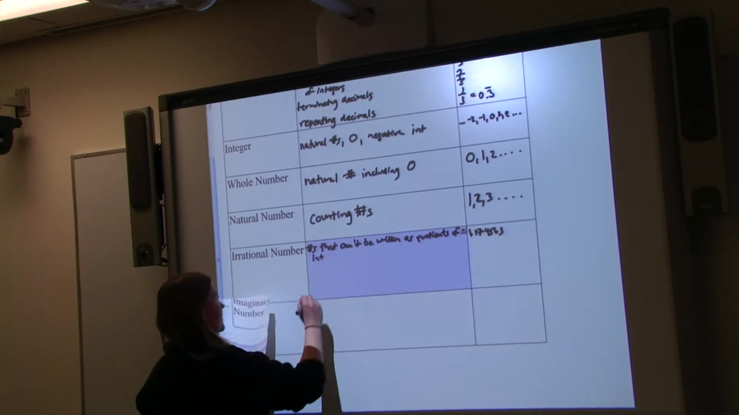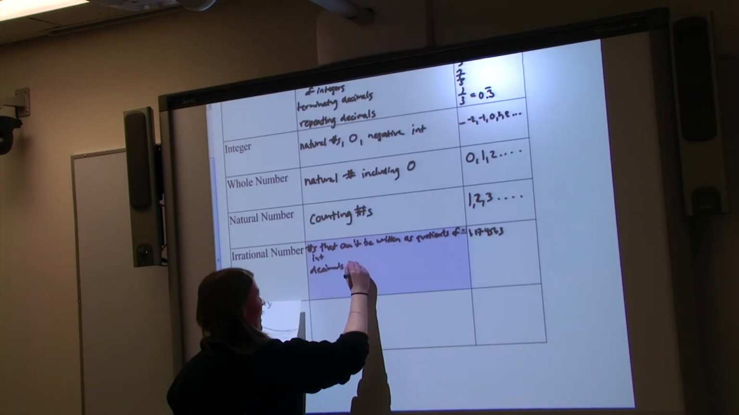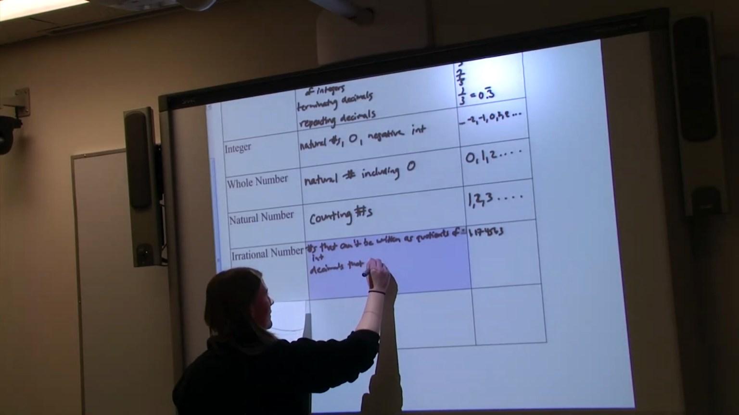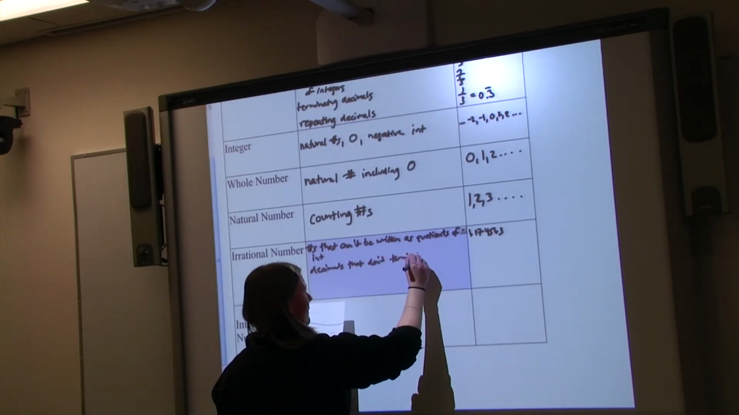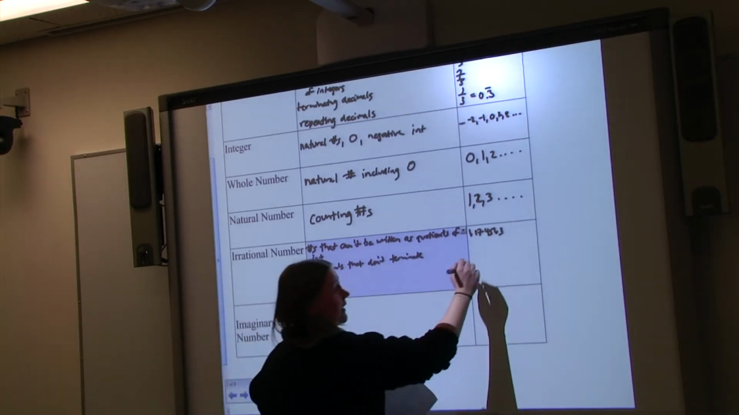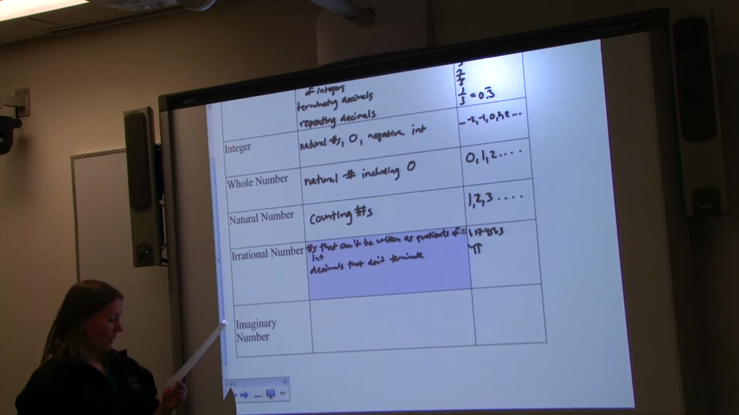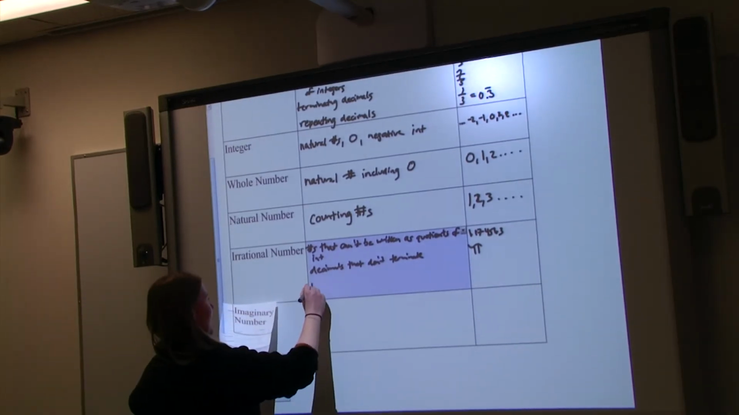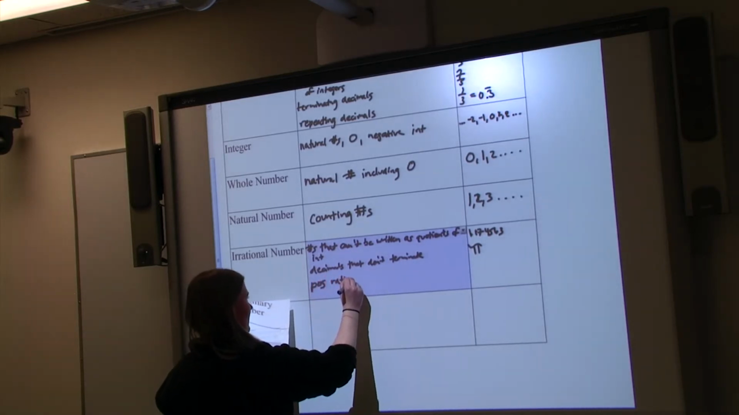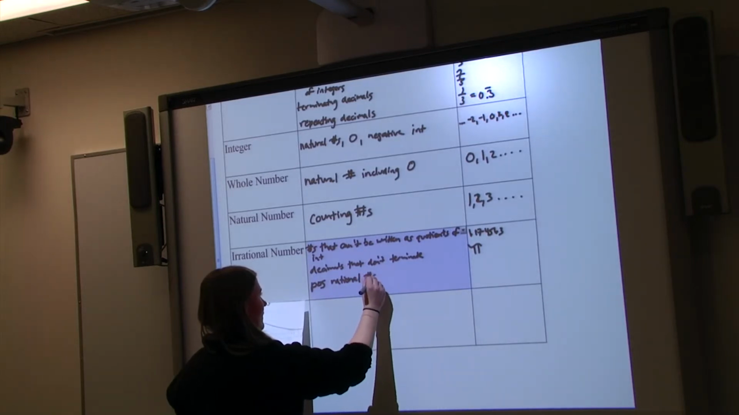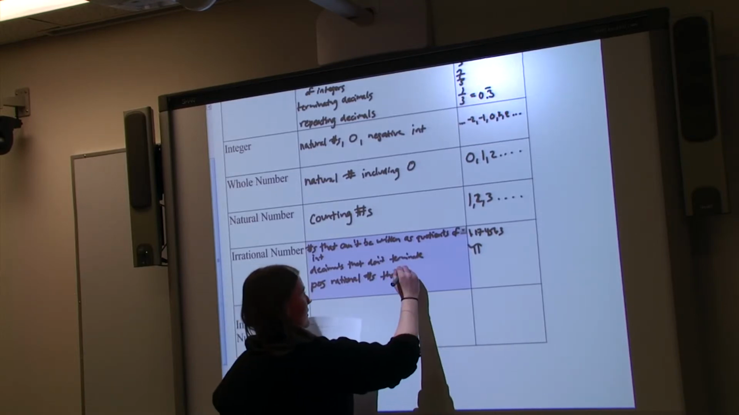We also have decimals that don't terminate. And that is pi, Kenny. That's where your pi comes in. And then we have our positive rational numbers that can't be perfect squares. And I'll talk about that in just a minute.